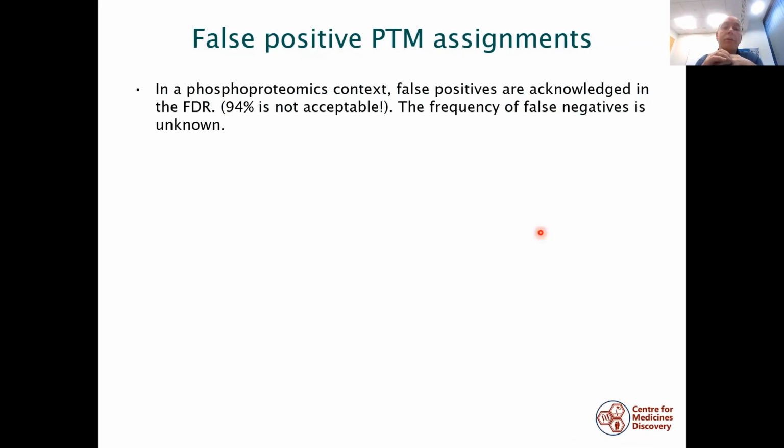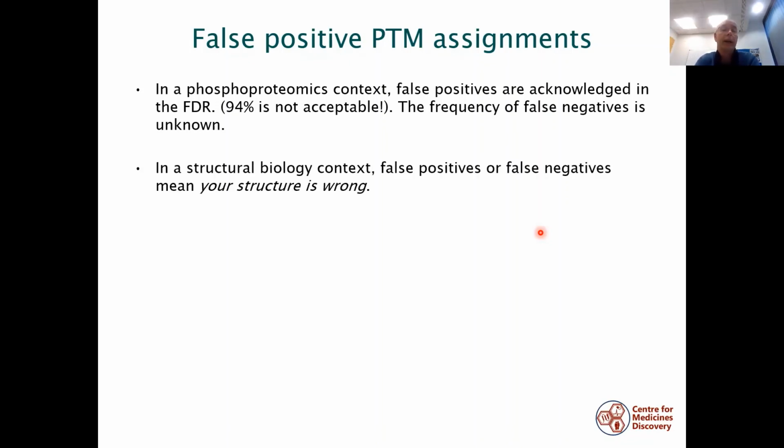If you are doing phosphoproteomics in this context, false positives are acknowledged in the false discovery rate. A false discovery rate of 1% is acceptable. A false discovery rate for PTMs of 94% is certainly not acceptable. False negatives, the frequency of false negatives, you will not know that. In a structural biology context, if you have a false positive phosphorylation or a false negative, this is not acceptable. This means your structure is wrong. So you cannot afford to be wrong in structural biology.